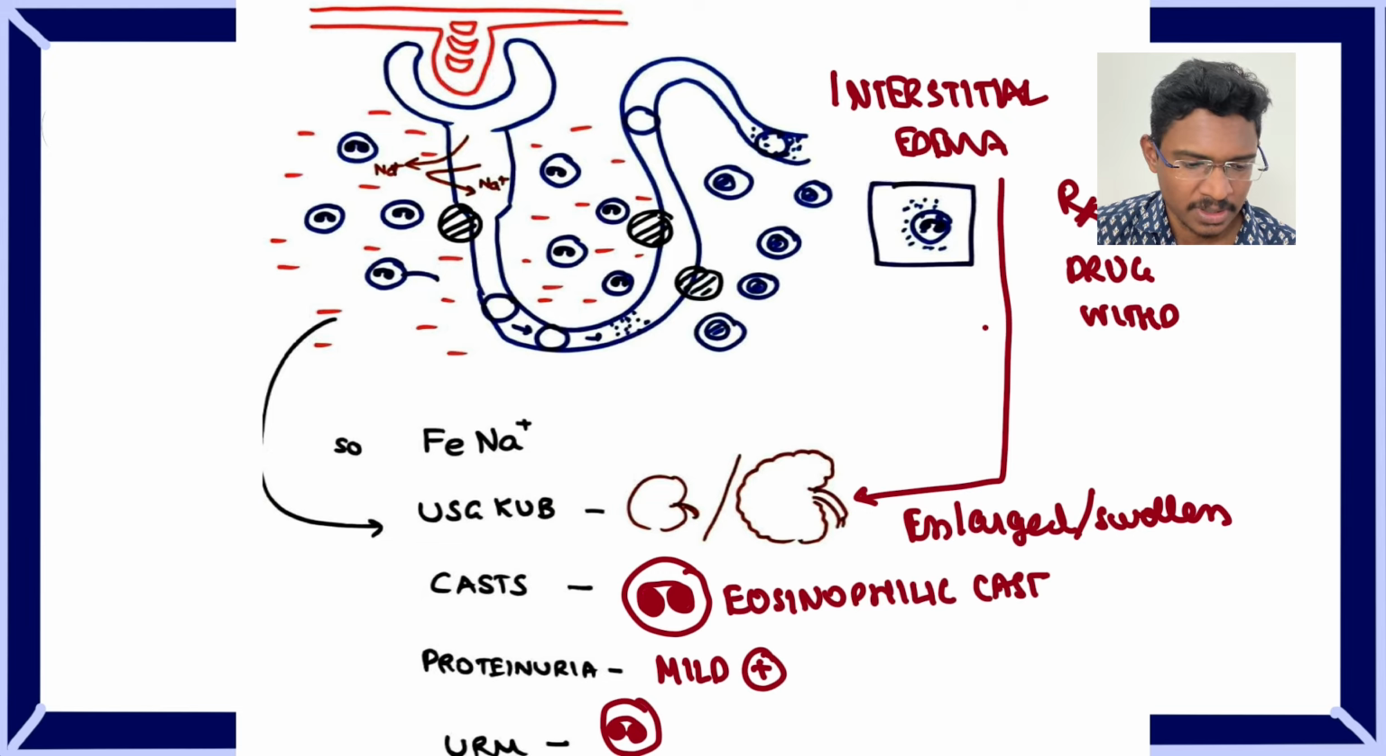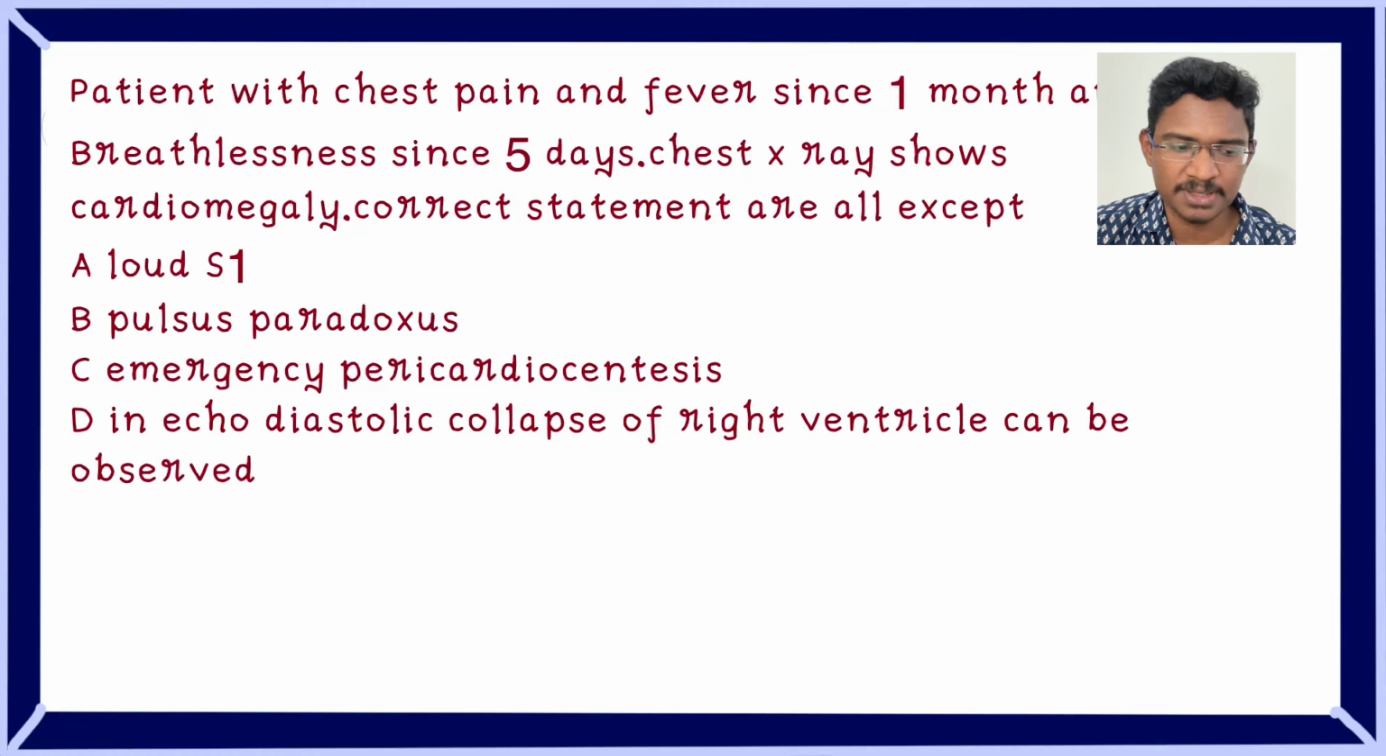Next is patient with chest pain, fever since 1 month, breathlessness since 5 days, chest X-ray shows cardiomegaly. Correct statements are all except: loud dysphonia, pulsus paradoxus, emergency pericardiocentesis, in echo diastolic collapse of right ventricle can be observed. So what are they trying to tell? Chest pain with fever since 1 month, breathlessness since 5 days. That means the patient is having cardiomegaly also. So that means the patient is having pericardial effusion, which was developing slowly, and since 5 days he is having breathlessness. He might be landing up in cardiac tamponade, and the options which are there are obviously showing features of cardiac tamponade.